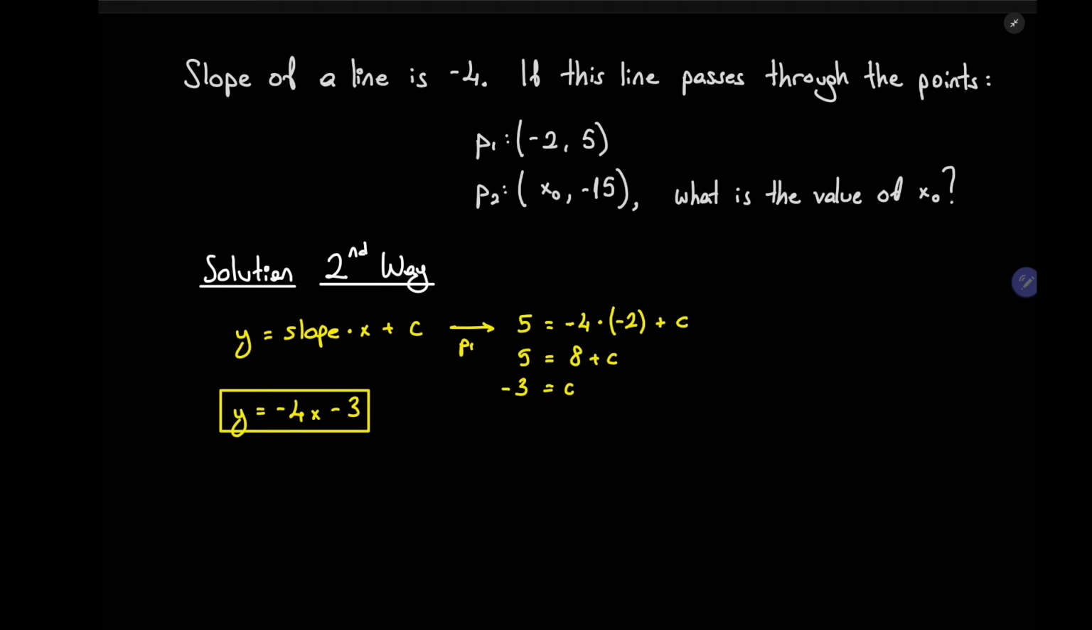And when we apply this equation to our second point, it should also satisfy. So minus 15 equals to minus 4 times x0 minus 3. From here, I will have 4x0 equals to 12, and therefore x0 equals to 3. That was the second way. We use line equation in order to solve the question.